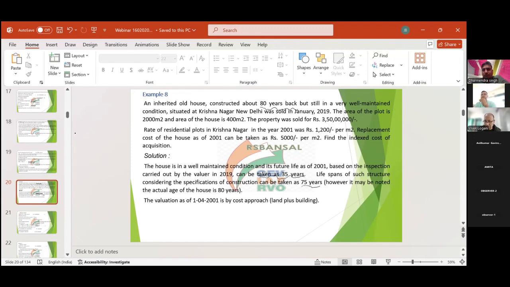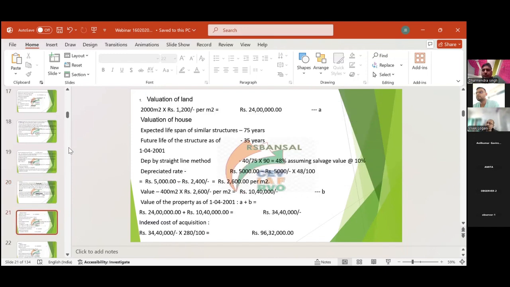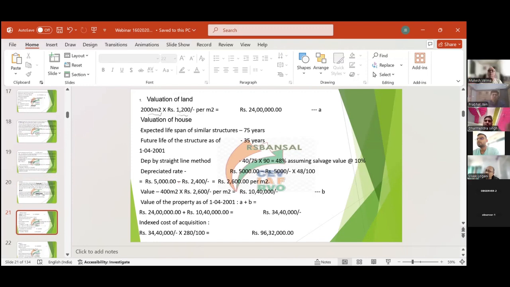For calculation of depreciation, we assume the total life of the building as 75 years. This is just for calculation purposes, though the building is 80 years old. So what we can do, the value of the land you can calculate. This is the area of the land, this is the rate. So 2000 into 1200 per square meter. So the value comes out to be 24 lakh.